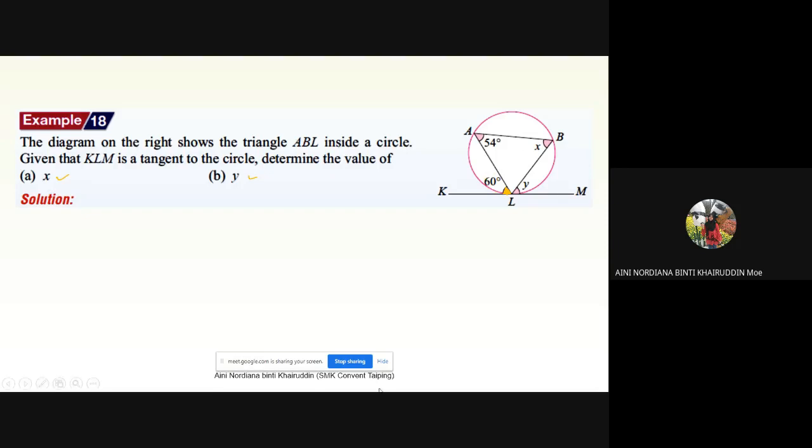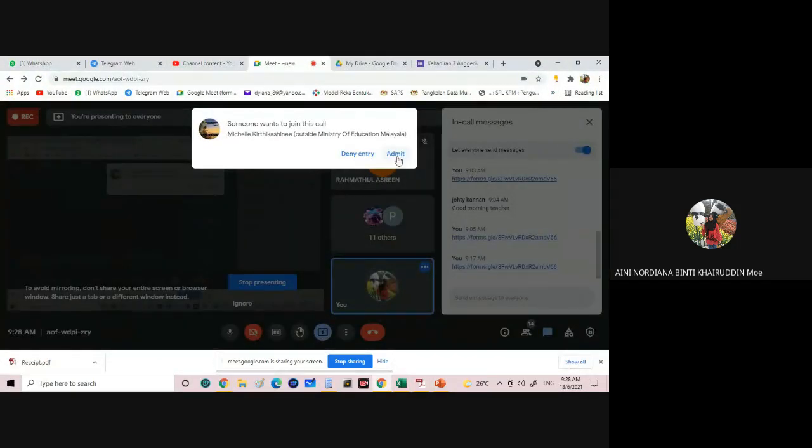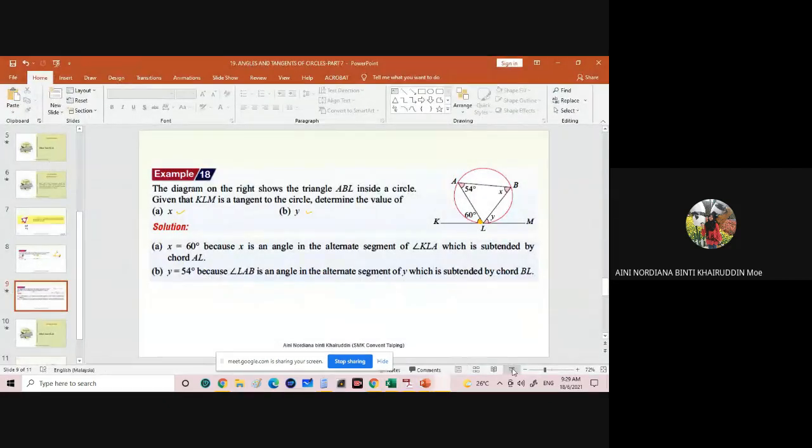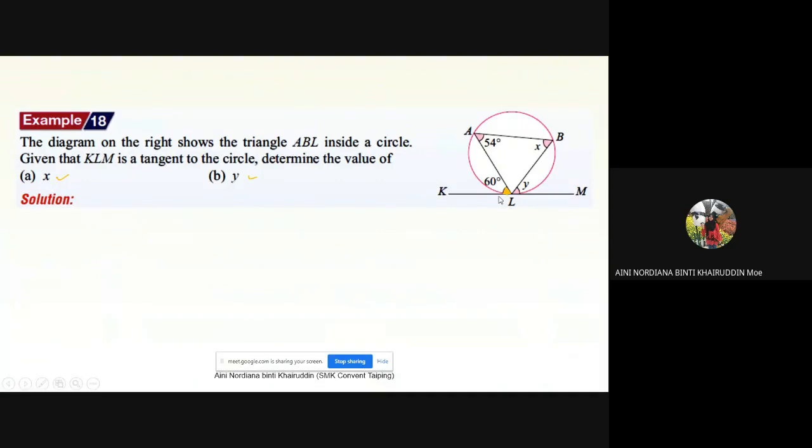Siapa tahu? Okay, yang baru masuk isi kehadirannya. Kehadiran ada dekat chat. Okay, kita sambung. Girl, yang yellow colour ni, yang I tanda ni, angle ni sama dengan mana? Boleh tulis dekat chat juga. Kalau malu nak cakap. Anyone? Tahu ke tak tahu?